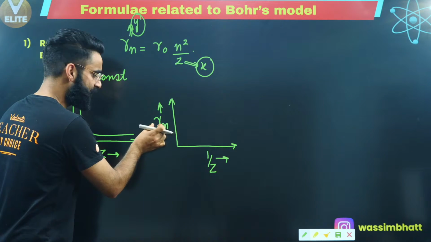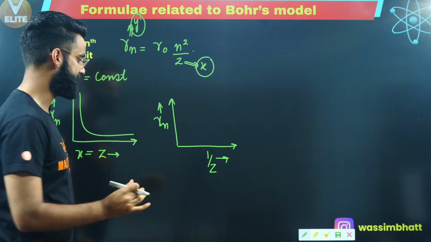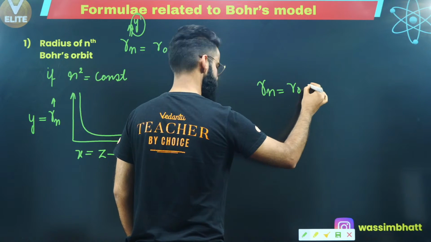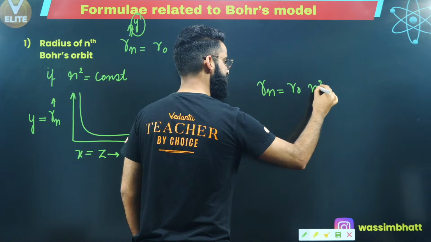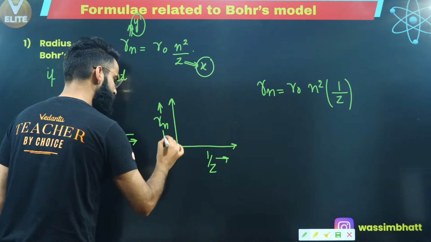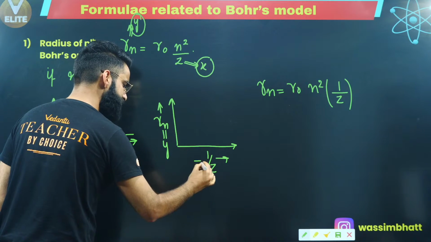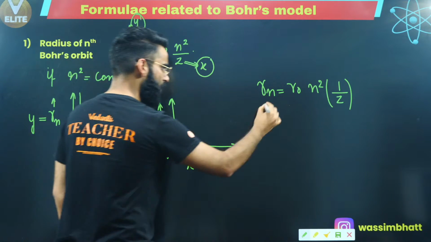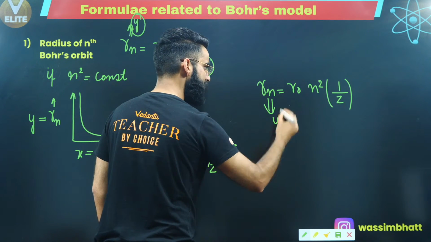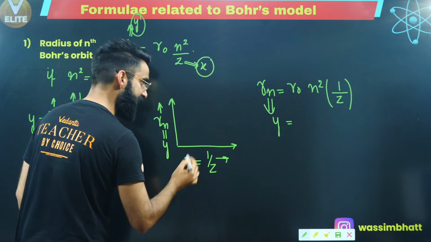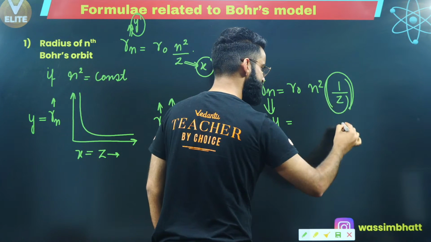What is going to be the curve between radius of nth orbit and 1 by z? Again, I'm going to write the equation. Radius of nth orbit is equal to r naught multiplied by n square divided by z, or I'll be writing it as 1 by z, right? I'm plotting radius of nth orbit along y-axis, I'm plotting 1 by z along x-axis. Radius of nth orbit, I can write y, is equal to r naught n square times 1 by z. Instead of 1 by z, I can write x.